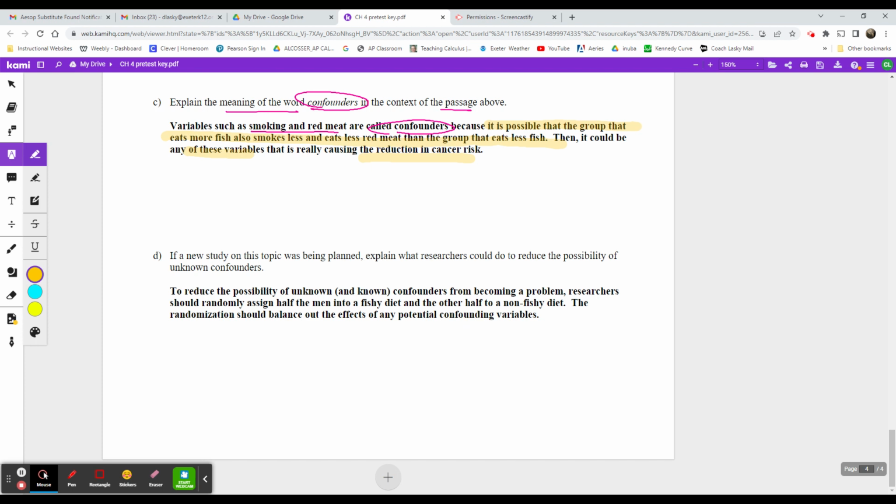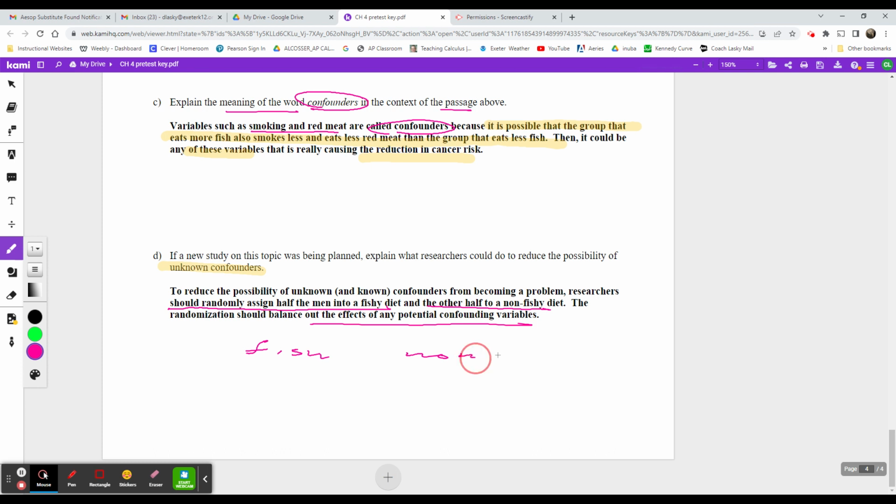If a new study on this topic was being planned, explain what researchers could do to reduce the variability of unknown confounders. Okay, so now we're looking at how you can create a better experiment. You could literally assign half of them to eat fish and the other half a non-fishy diet. And that could balance out the effect of smoking and all those different things. Because the idea would be that if you had a fish diet and a non-fish diet, your hope would be to get a red meat eater here and a red meat eater here and a smoker here and a smoker here. So that's what they mean by being able to reduce possibilities. You're trying to create a balance of the lurking variables that became confounders up here. So this answer stacks on this one right here.